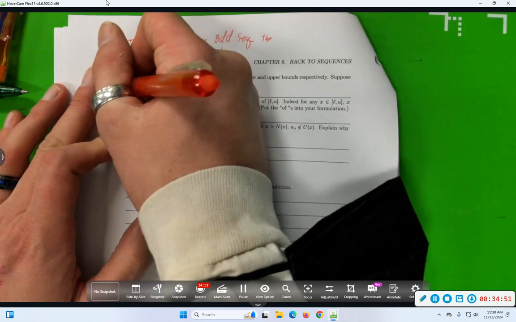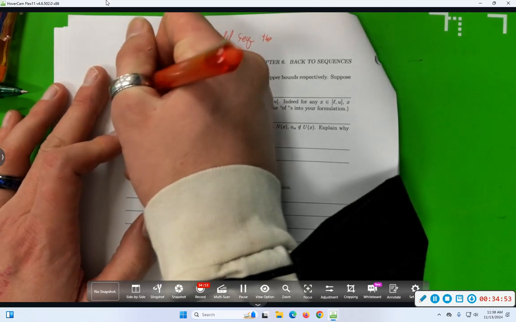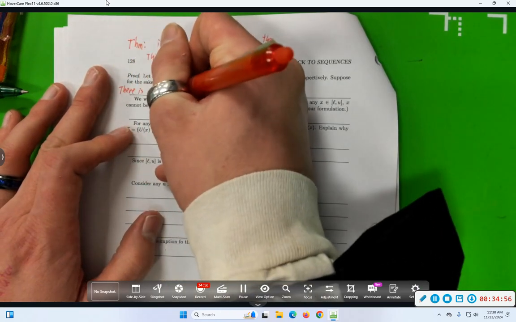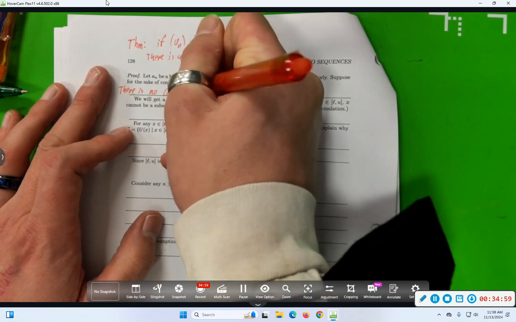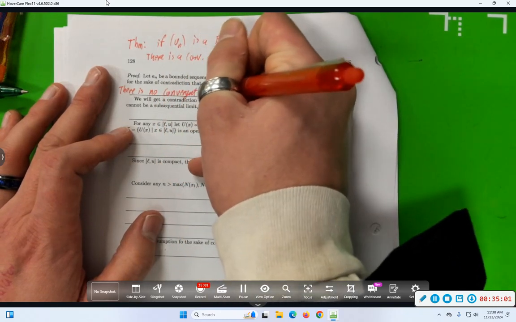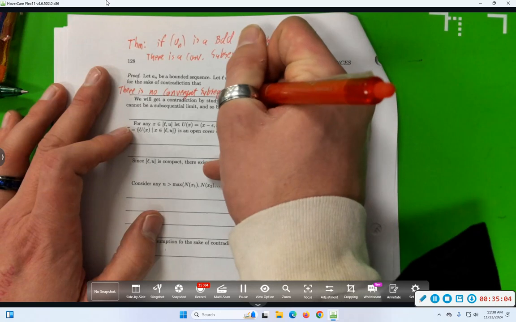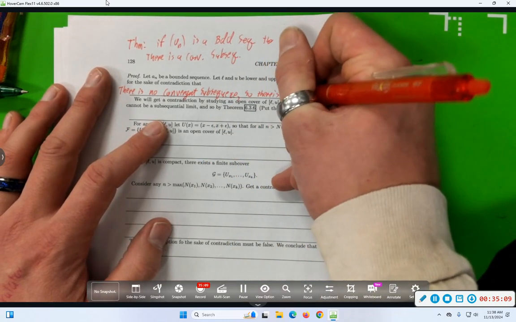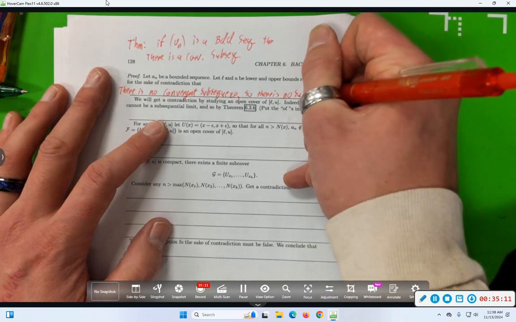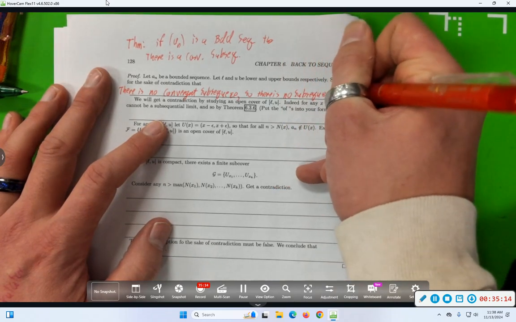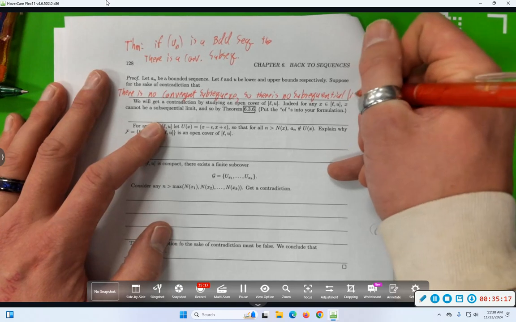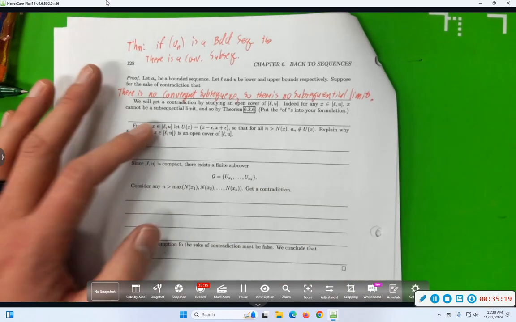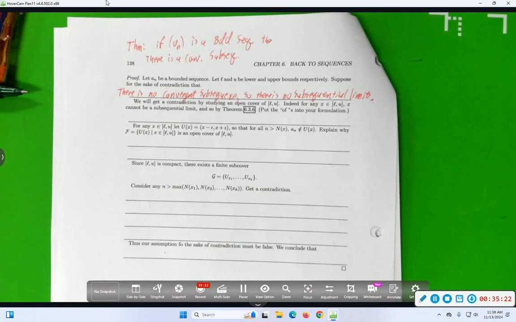Let's assume for the sake of contradiction that there is no convergent subsequence. So there is no subsequential limit. Right, because a subsequential limit would be the limit of a subsequence, but there is no convergent subsequence. So far, so good.